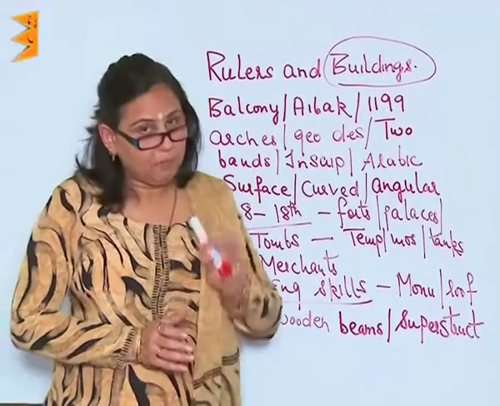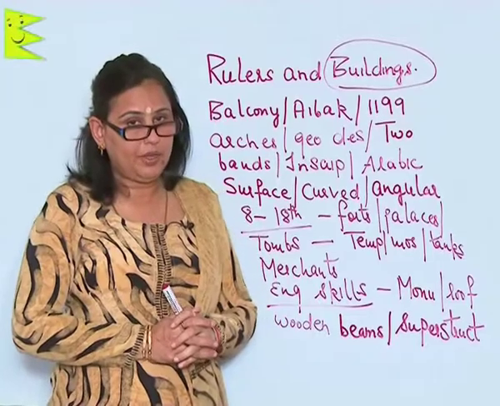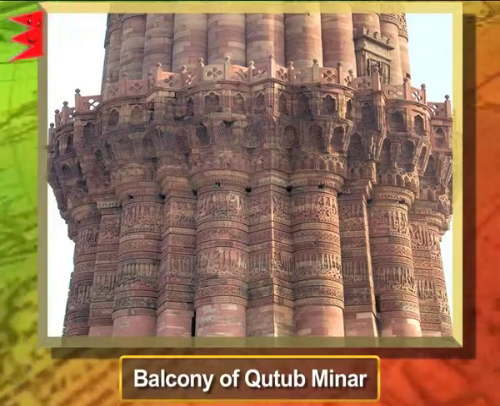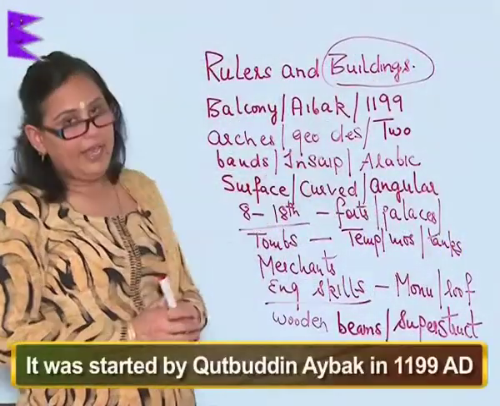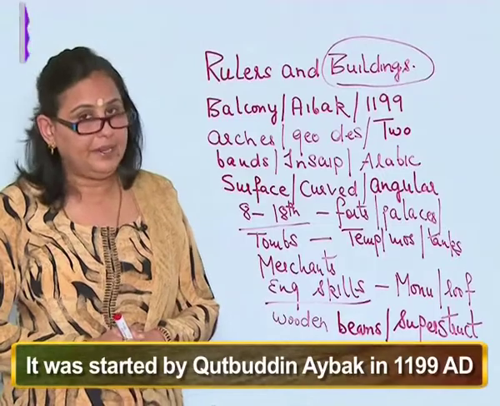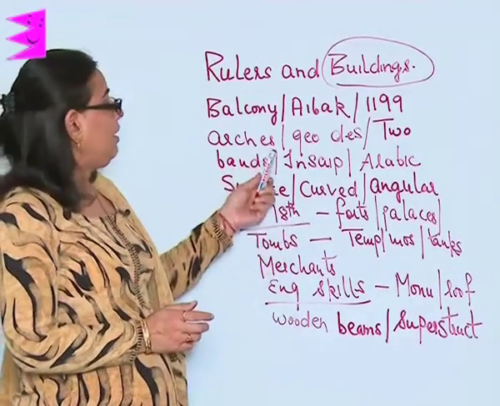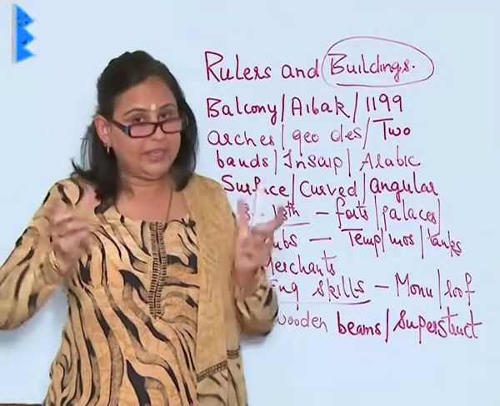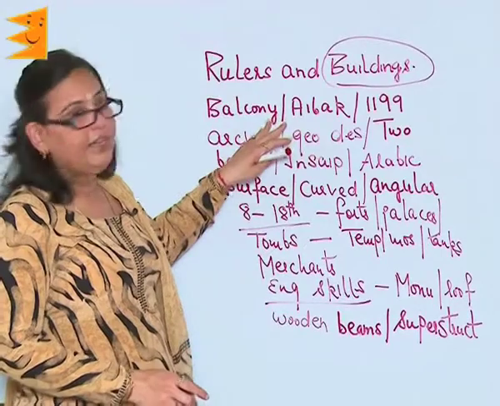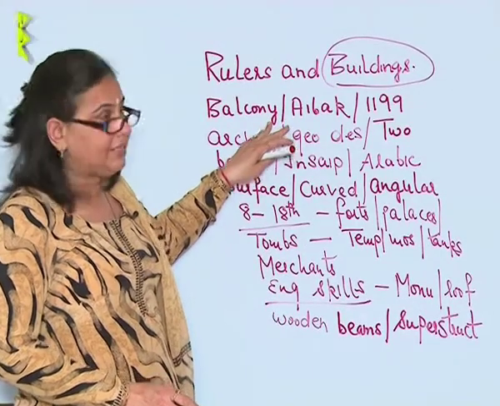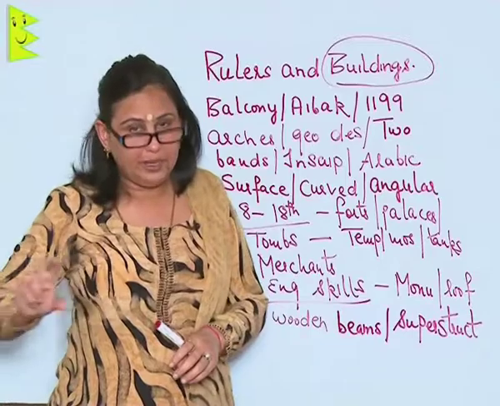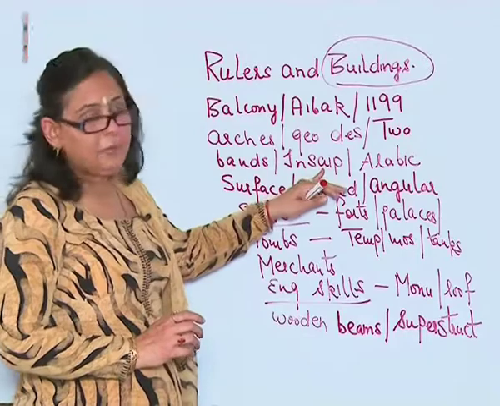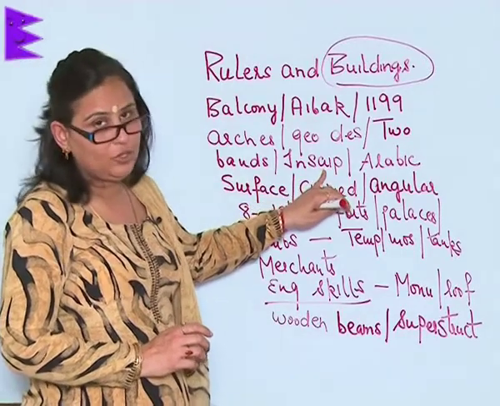The first picture which is given in your textbook is of the balcony of Qutub Minar, which was started by Qutbuddin Aibak in 1199 AD. Now here you will see that there are beautiful arches and geometrical designs in the balcony. Besides, there are two bands of inscriptions at the bottom of it. Now this inscription is in the Arabic language.